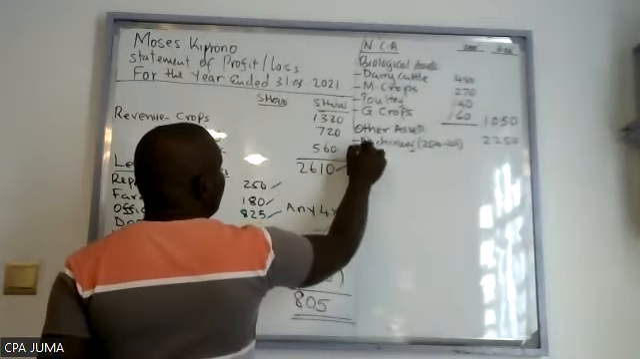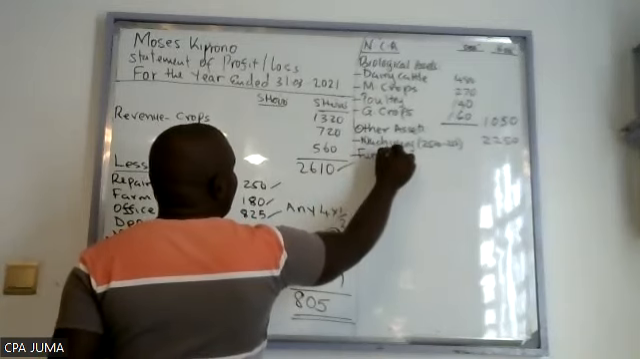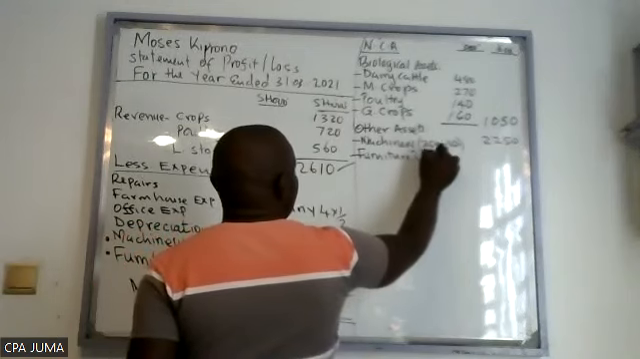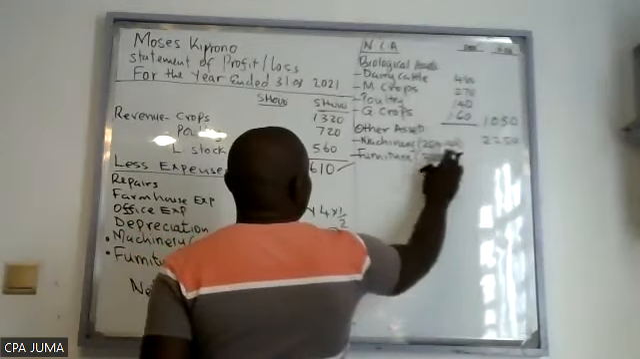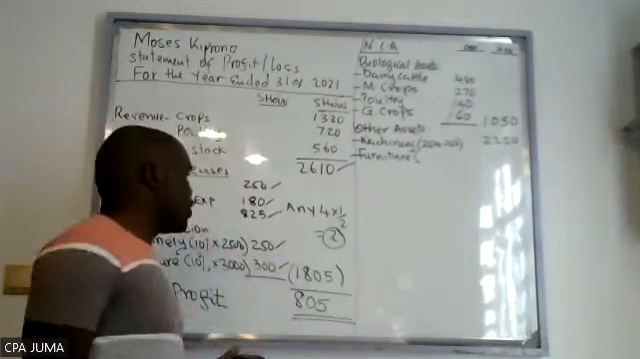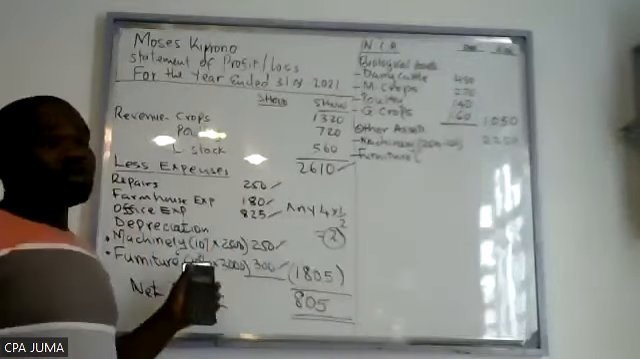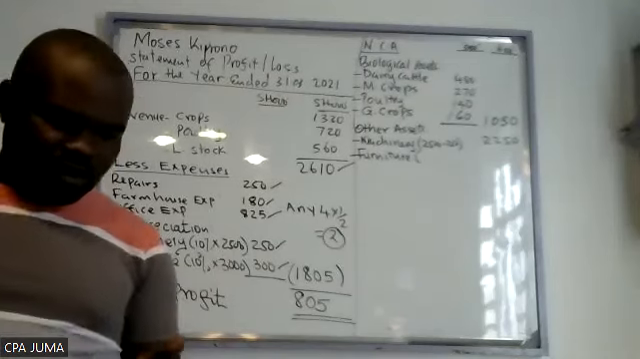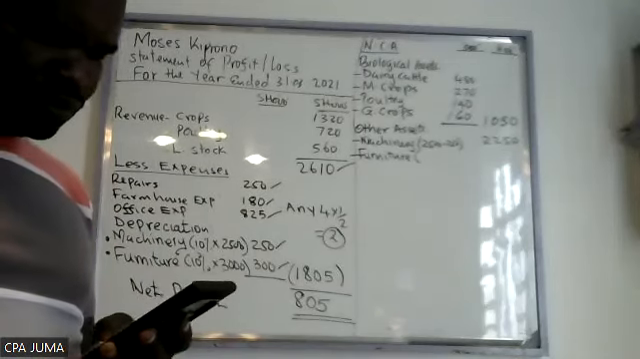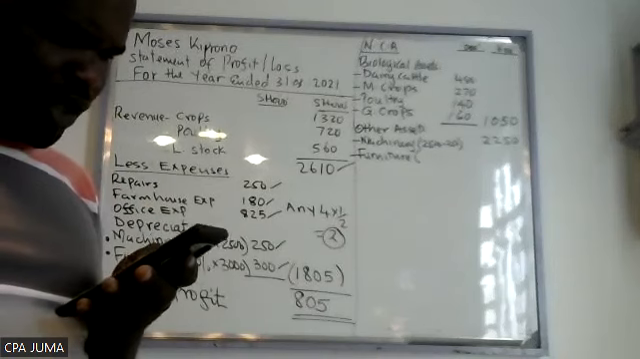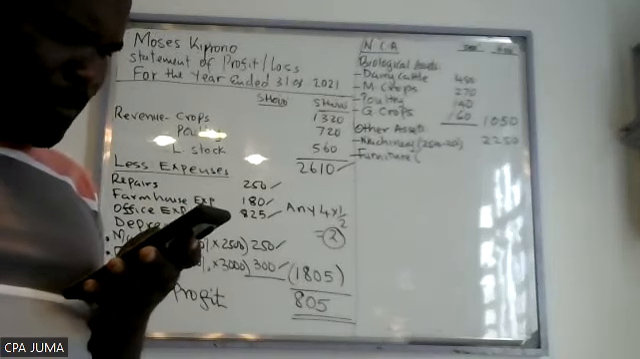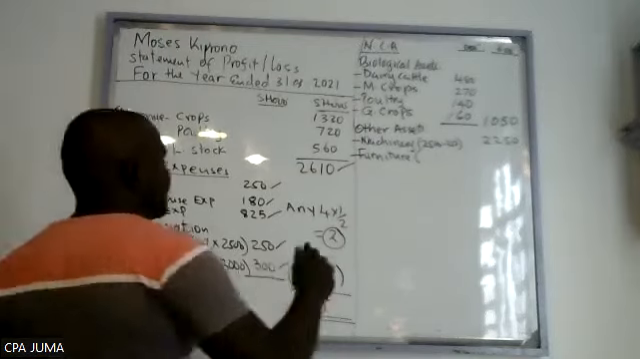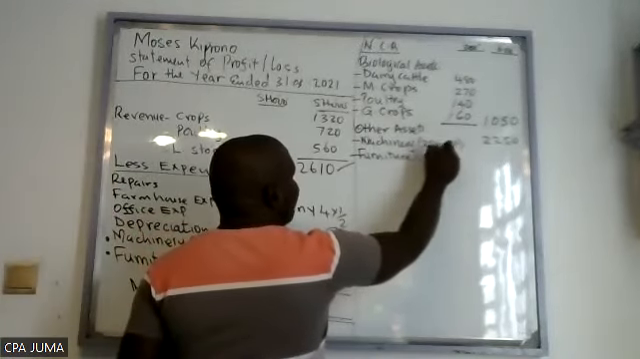Furniture. Furniture will be 3,000 minus 3, no. Furniture, the total, this was not the total value. This one was the only one to be depreciated. So the total value for furniture, check, office furniture was 1,500. So it was 1,500, the book value before.